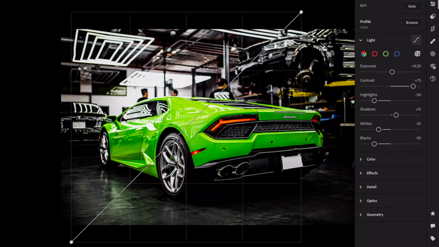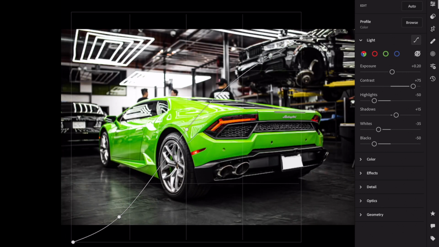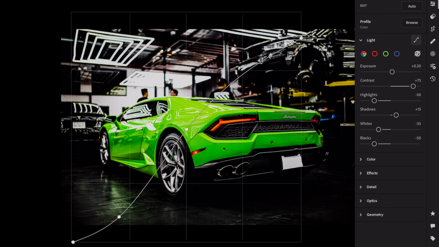Let's go to the tone curve. Edit the main curve this way. Modify the blue curve this way.